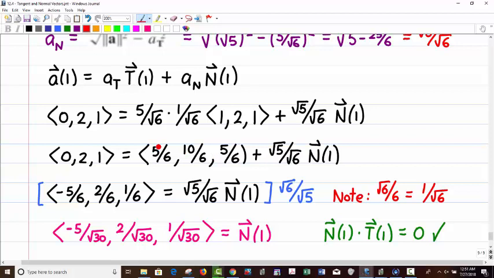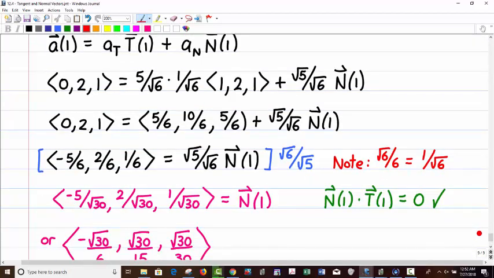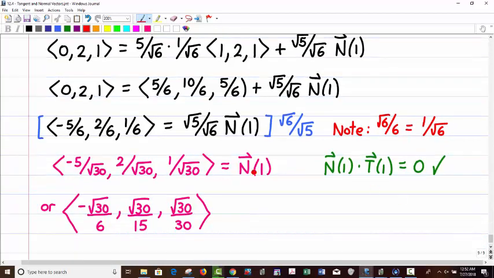I will now bring this over to the other side. So 0 minus 5 over 6 is negative 5 over 6. 2, which is 12 over 6, minus 10 over 6 is 2 over 6. And then 1, which is 6 over 6, minus 5 over 6 is 1 over 6. And then we just multiply by the reciprocal to get rid of this, and we'll have n of 1. I don't care about rationalizing, but I just mention that the square root of 6 over 6 is the same thing as 1 over the square root of 6. So this answer is good right here, if you don't have to rationalize your denominator.